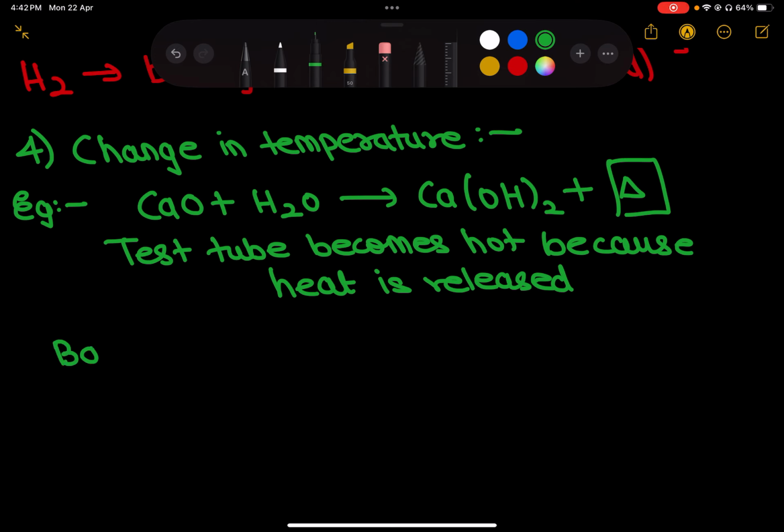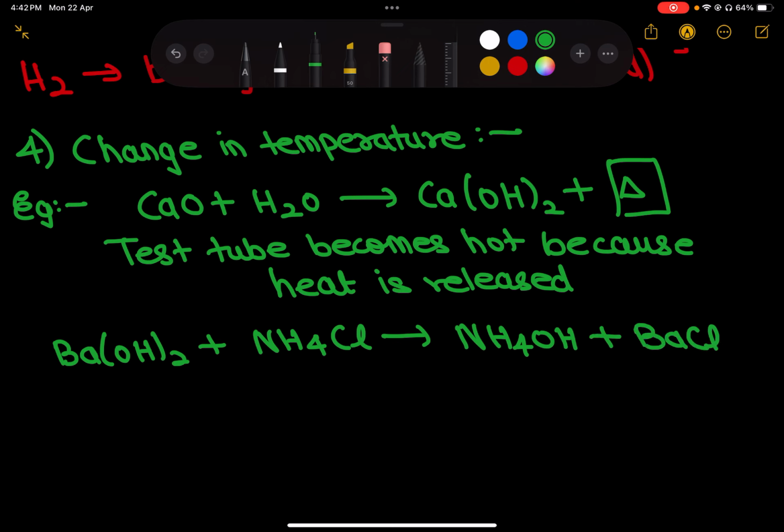The second example is interesting. It is a very unique example. It is also given in your textbook. Just make sure you notice it is given in some activity, I think. So Ba(OH)2 plus NH4Cl gives NH4OH plus BaCl2.